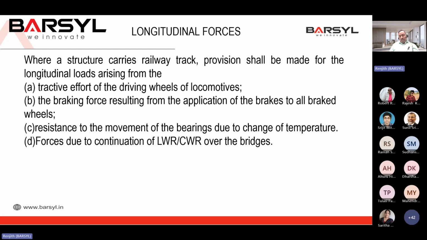It is clearly available in the bridge rules. So depending on span, we can take the longitudinal force for tractive force and for braking forces. From that, we will get the longitudinal force due to tractive and braking force.